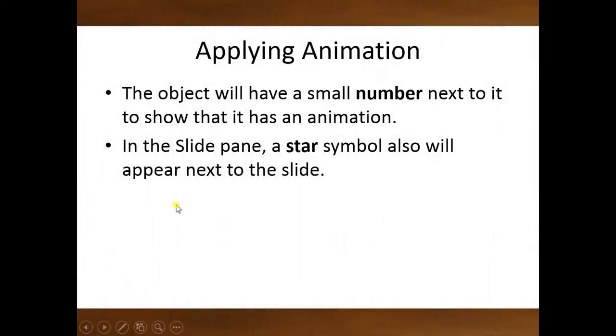The object will have a small number next to it to show that it has been applied with an animation. In the slide pane, a star symbol will also appear next to the slide. So when you see a star symbol beside a slide thumbnail on the slide navigation pane, it means that animation has been applied to the contents of that slide.